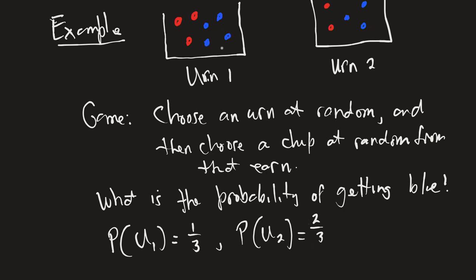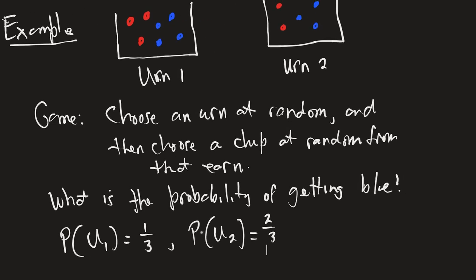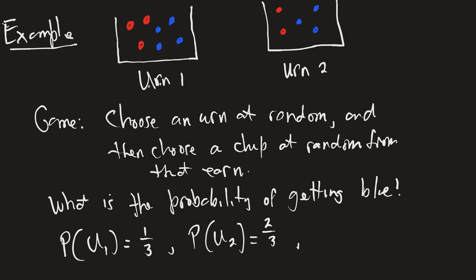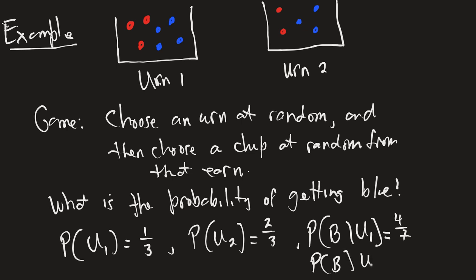Now let's look to see the likelihood of getting a blue from each of these, right? So remember what we have. If we were to choose urn 1, then we would have a 4 out of 7 chance of getting a blue, right? But that's a conditional probability. Given that we choose urn 1, the probability of getting a blue is 4/7, right? And similarly, if we were to choose urn 2, we have a probability of 3/5 of getting a blue, right? So the probability of a blue given urn 2, that's 3/5.